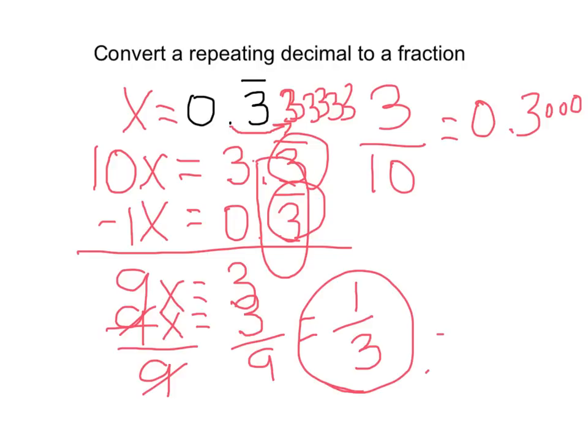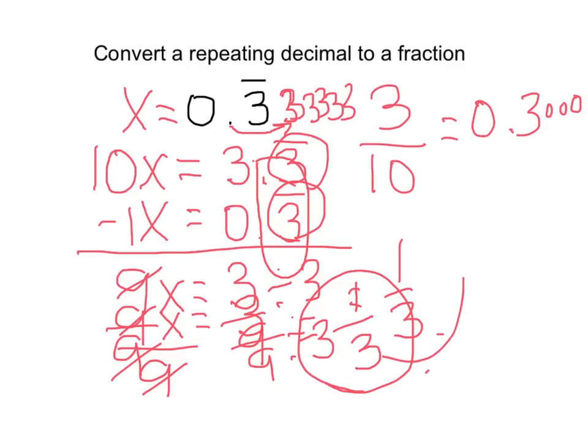And now I can finish by dividing both sides by 9. So x equals 3/9, and 3/9 will reduce to simplest form to 1/3. Okay, so there is the fraction for 0.3 repeating. It's 1/3.